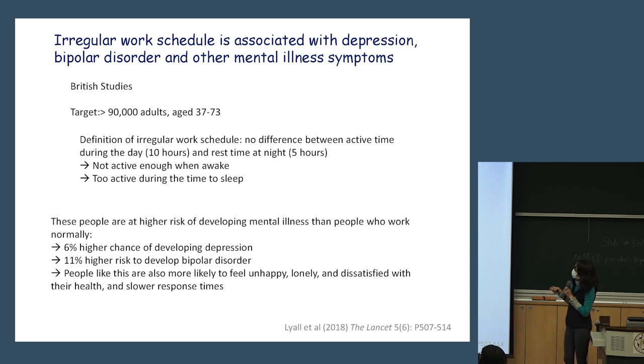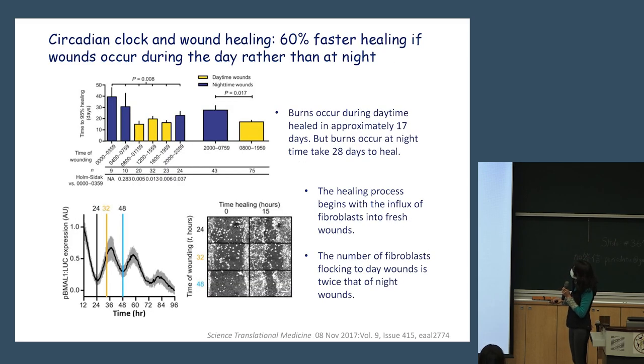So remember, this also happens in humans. Here is a big study in the UK. They studied 90,000 people, aged from 37 to 73. They had to define what is normal circadian rhythm, what is not. 他们 define 很简单。If you have normal circadian rhythm, 那你该睡觉的时候睡觉，该正常醒过来的时候就是有精神的。But if you do not have regular circadian rhythm, 你在睡觉的时候你会非常的 active, 睡不着。And when you need to be awake, 例如说现在，你一直想睡觉这样子, okay? They defined it like that. And what happened? They found that people who have disrupted circadian rhythm have higher risk to develop mental illness. 6% higher chance to develop depression. 11% higher chance to develop bipolar problems. Okay, 这个还蛮严重的哦。Okay, so this happened both in animals and humans.